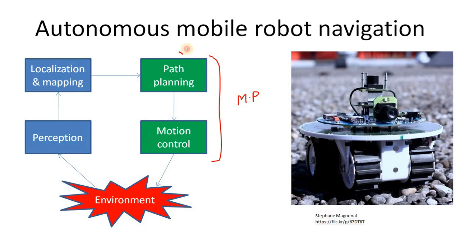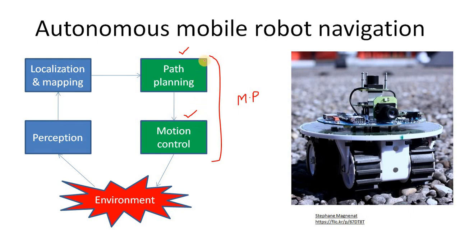So first is the path planning. In path planning, the robot plans a path to the target position where it wants to go. And in motion control, the robot follows the path and tries to control its joints, its motors, speed and position to follow the path and to control its position.